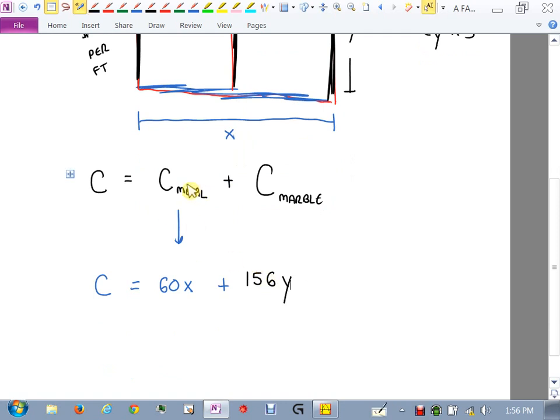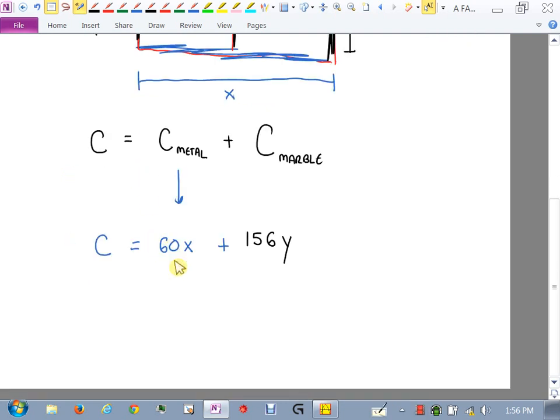So here's just farmer guy. How much is it going to cost? Well, it's the cost of the metal fence and the marble fence. And then the algebra farmer says, well, that's 60X plus 156Y, right? And then you get the calculus person to come in and say what? Calculus farmer says, well, now I'm going to tell you what X and Y should be so that your cost is the smallest it can be, right? Because I can build this fence a lot of different ways, but I want it to be a certain way. Y'all following me?